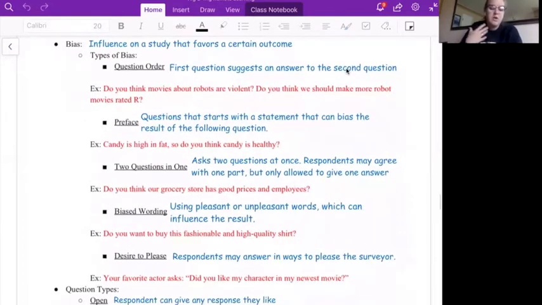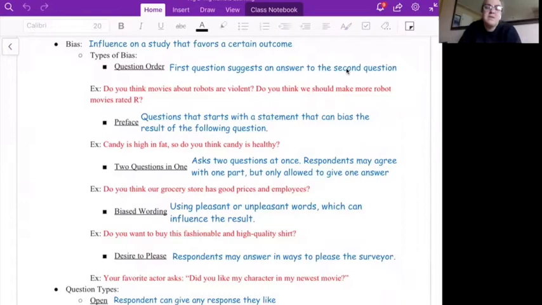For example, do you think movies about robots are violent? And then they could say yes or no. Do you think we should make more robot movies rated R? So if they think that movies about robots are violent, then it sort of leads them to the next question.